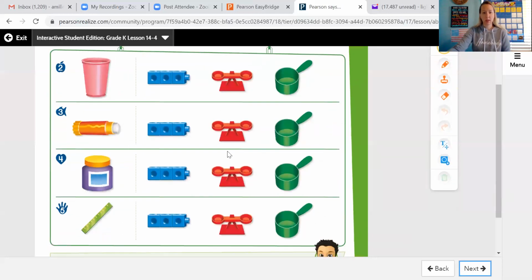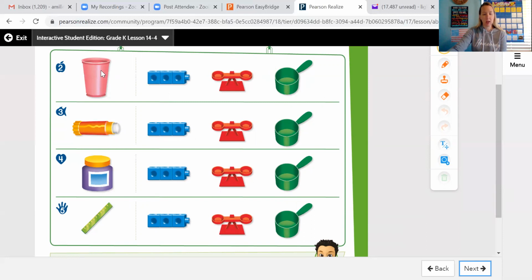And we are going to do the same thing with these 4 items. So for all 4 of these, we're going to look at the item on the left and decide, can we measure the length and height? Can we measure how much it weighs? And can we measure how much it holds?